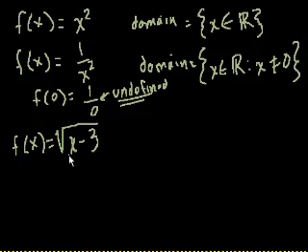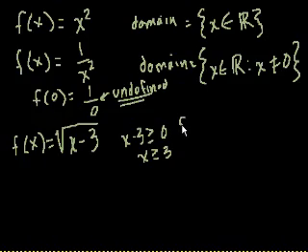So here we say any x is valid here except for the x's that make this expression under the radical sign negative. So we have to say that x minus 3 has to be greater than or equal to 0, right? Because you could have the square root of 0. That's fine. It's just 0. So x minus 3 has to be greater than or equal to 0. So x has to be greater than or equal to 3. So here our domain is x is a member of the real numbers such that x is greater than or equal to 3.